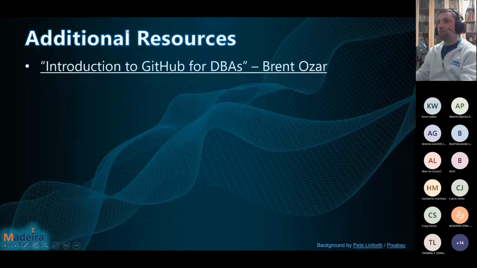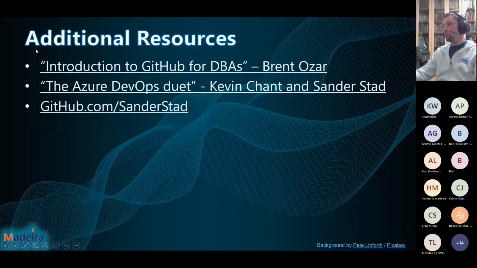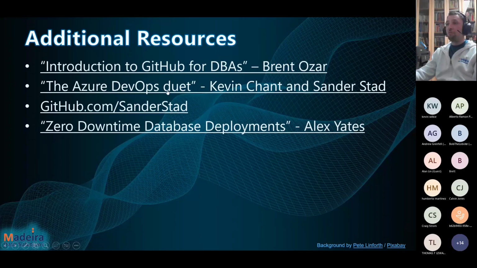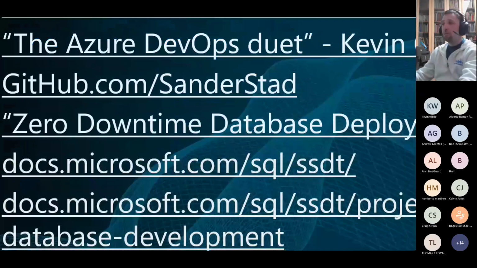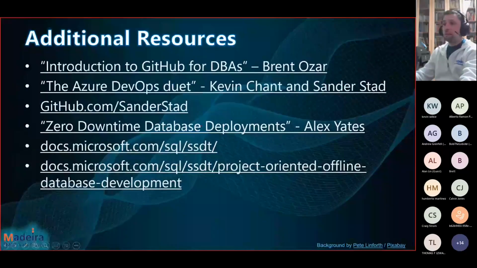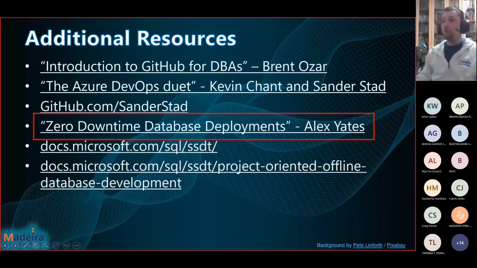And there are additional resources that I recommend. For example, Introduction to GitHub for DBAs by Brent Ozar, the Azure DevOps Duet by Kevin Chang and Sandra Studd, and Sandra Studd's open source repository on GitHub. This one, Zero Downtime Database Deployments by Alex Yates. I strongly recommend this specific session. It's very, very useful to learn about all kinds of deployment methodologies for databases, to have zero downtime. Okay, actual zero downtime. It's very useful, very informative.